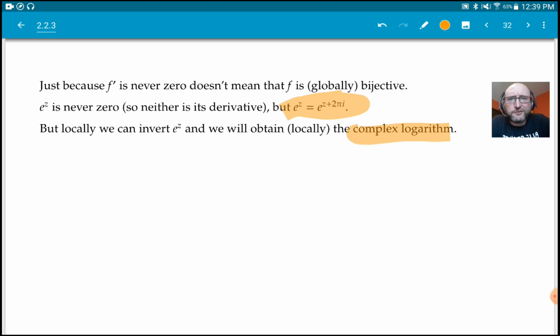That's really because it's not a one-to-one function. Unlike in the real case, the real exponential is one-to-one. It's maybe not onto, so the real logarithm is only defined on the positive numbers, but it's well defined. Here, it's not. But locally, we can always invert e to the z by this function, by this theorem.